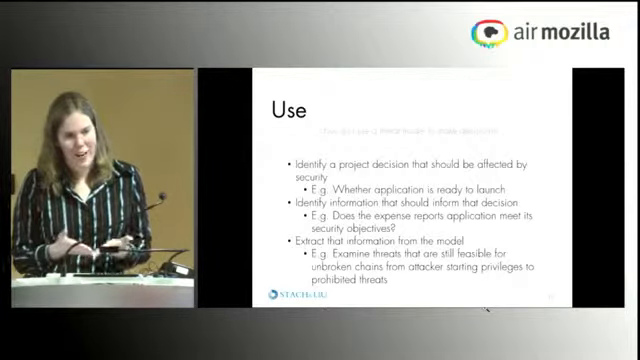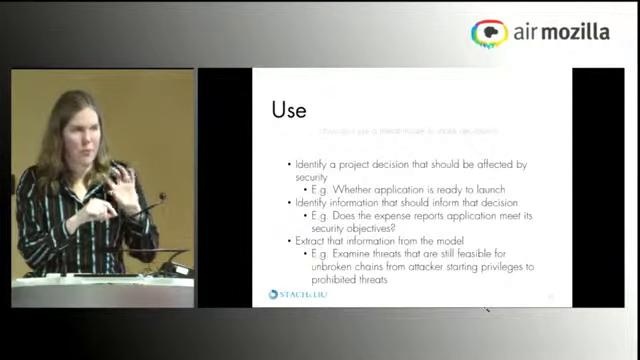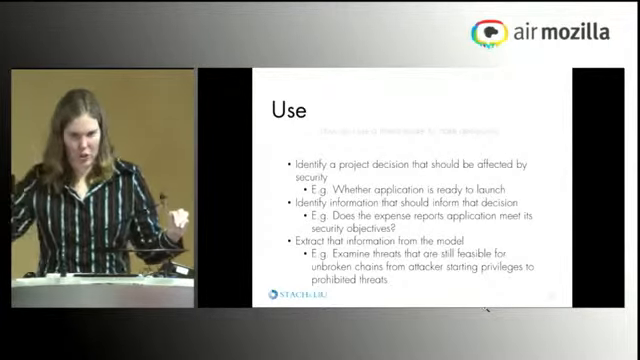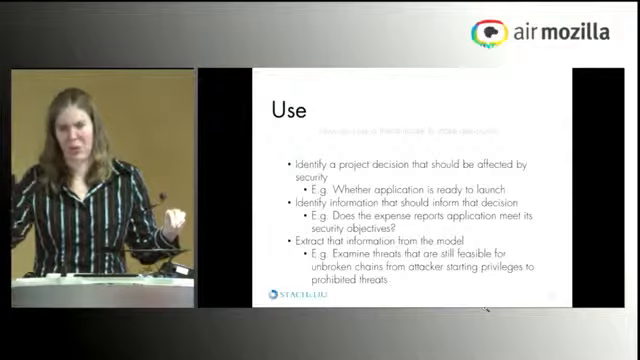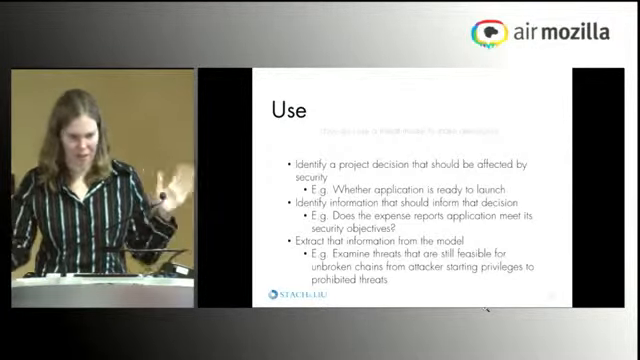So what you do to find out is you would say, okay, where do I have an unbroken chain from the attacker starting privileges to the prohibited threat? If I've got one of those, then it violates the security objectives. If I don't, then it doesn't. Great.